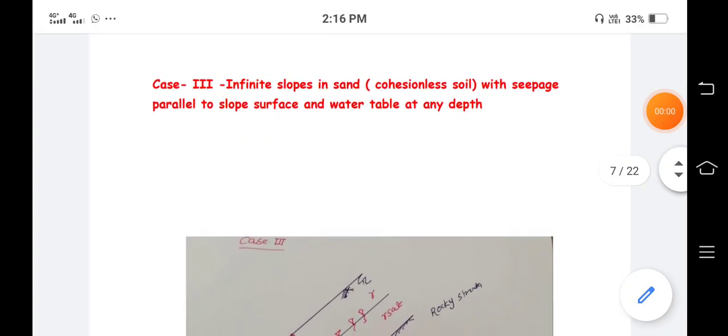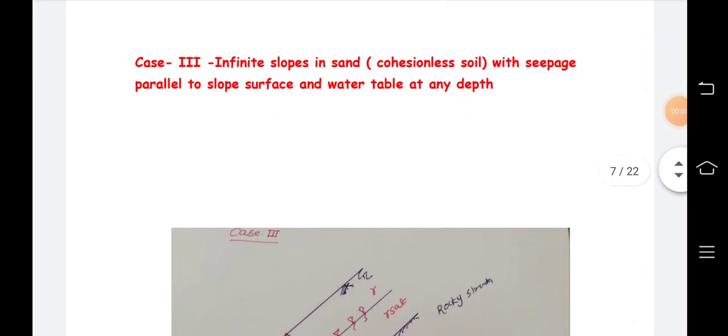Good afternoon all. This is lecture number 4 of unit number 6. In the last lecture we had discussed two cases. Case number one, that is stability analysis of an infinite slope when there is a dry soil. Second, stability analysis for the cohesionless soil with the fully submerged condition.